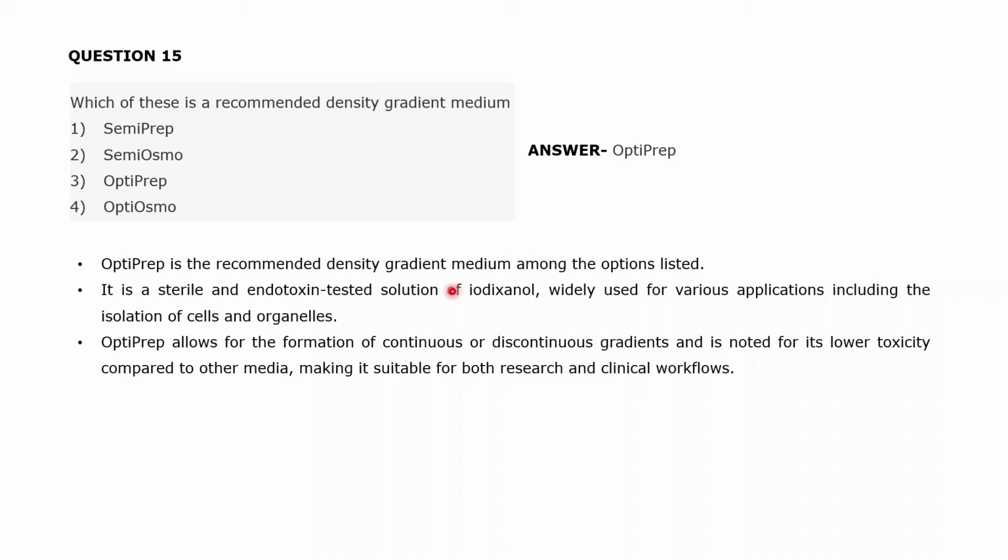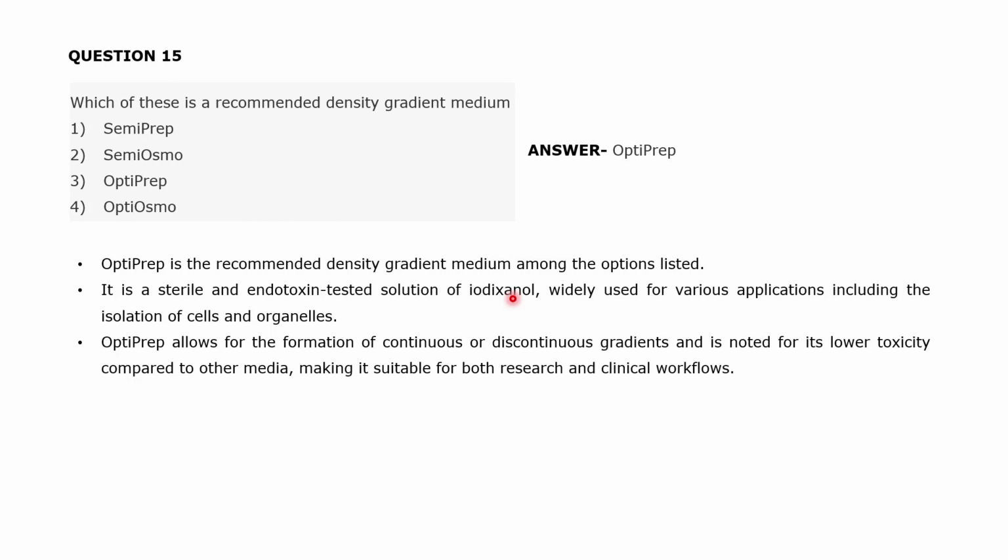So in this case it consists of a solution of iodixanol instead of sucrose, cesium chloride or ficol. Basically it is provided with this particular compound, iodixanol. I'm also not much aware about this particular compound, and it is used in separating out, especially in isolation of cells and other organelles. So basically it is sterile and endotoxin tested. And opti-prep, if you look into it, this compound iodixanol has a tendency to maintain iso-osmolarity.